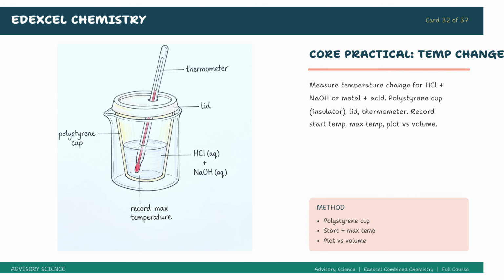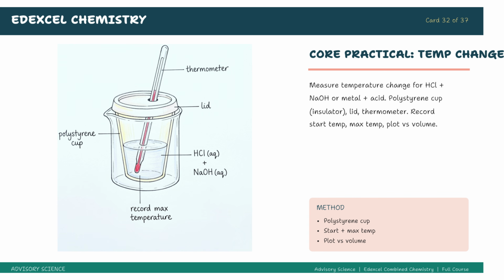Required practical, temperature change. For the required practical, you measure temperature change for a reaction, like hydrochloric acid plus sodium hydroxide. You use a polystyrene cup because it insulates well, and a lid to reduce heat loss. Record the starting temperature, mix the reactants, then record the maximum or minimum temperature. Plot temperature against the volume of one reactant added, and the peak shows the equivalence point.